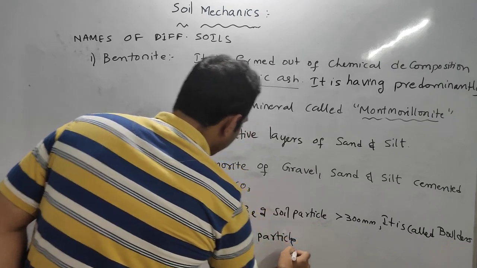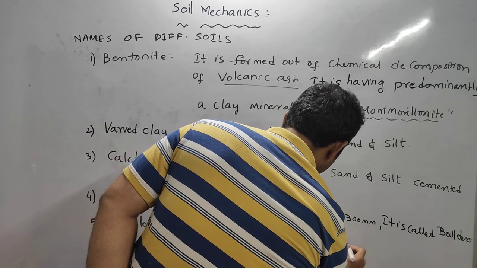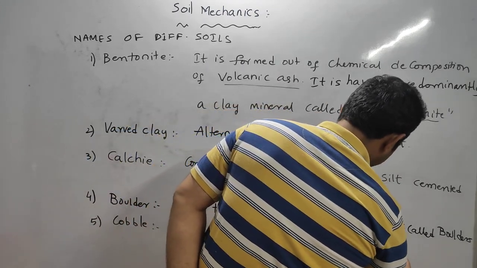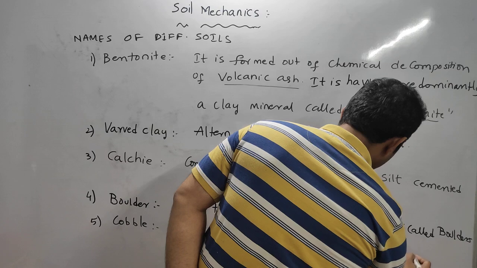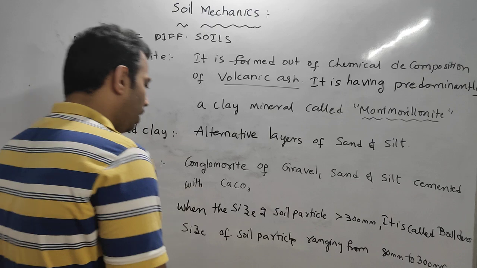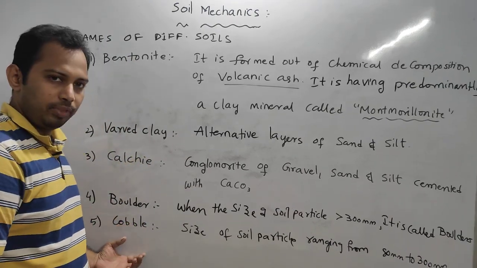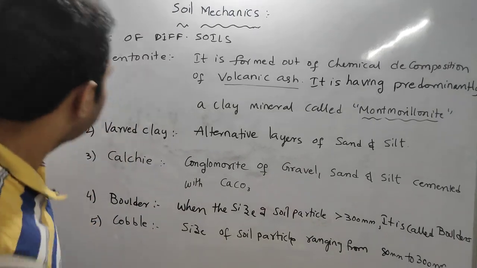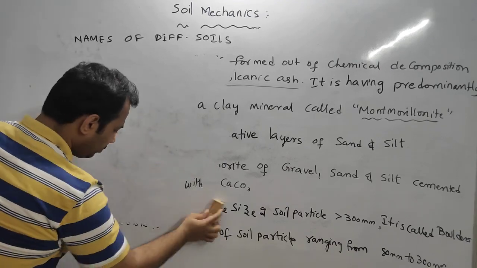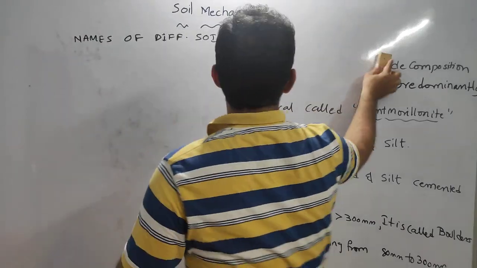Size of soil particle ranging from 80 mm to 300 mm. Size of soil particle ranging from 80 mm to 300 mm is nothing but cobble. Next is hard pan.